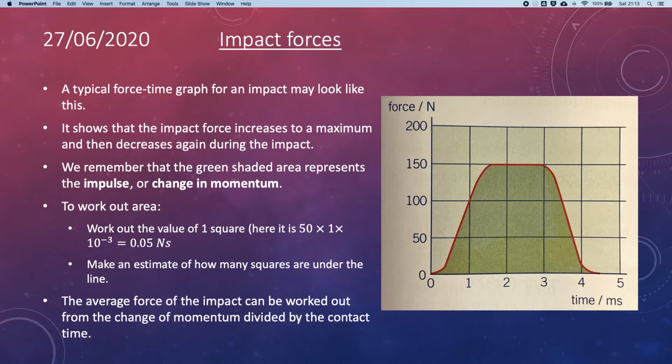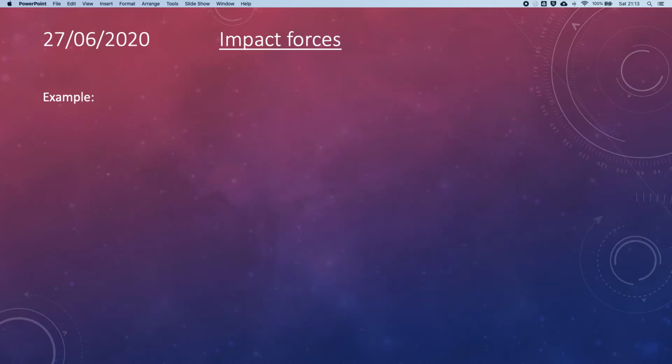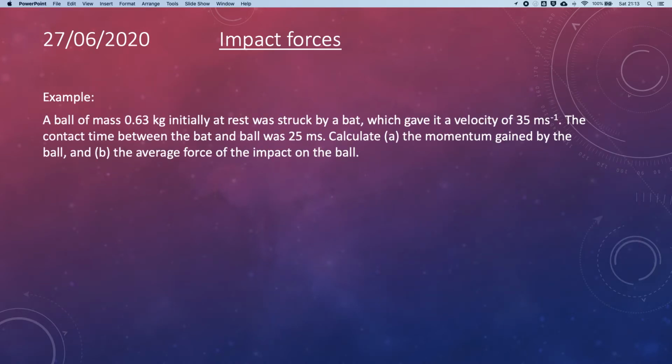So, for example, what if we got a ball of mass 0.63 kilograms, initially at rest, struck by a bat, which gave it a velocity of 35 meters per second. The contact time between the bat and the ball was 25 milliseconds. Calculate A, the momentum gained by the ball, and B, the average force of the impact on the ball.